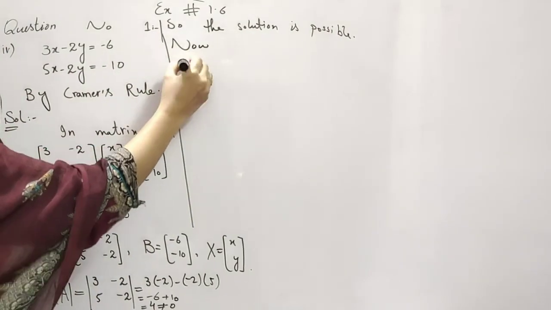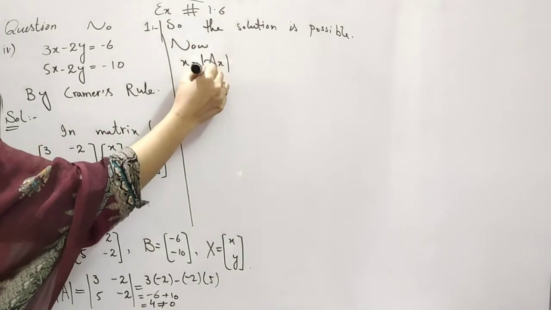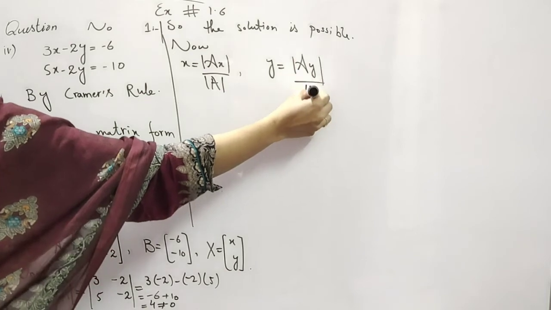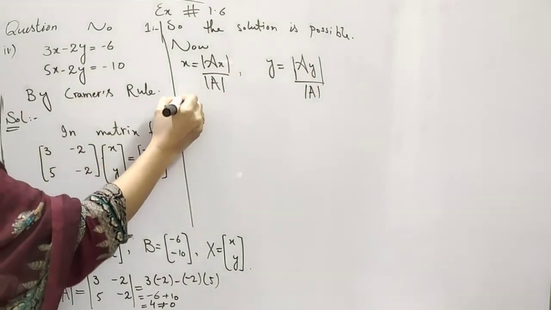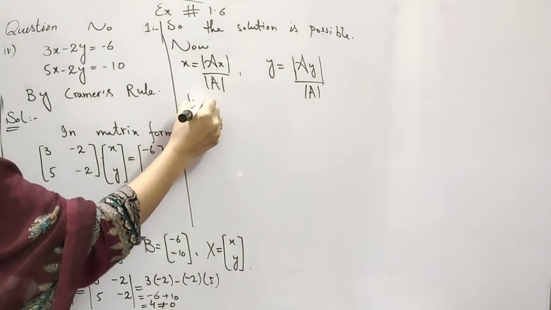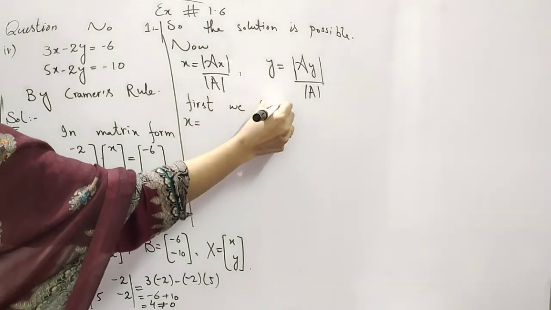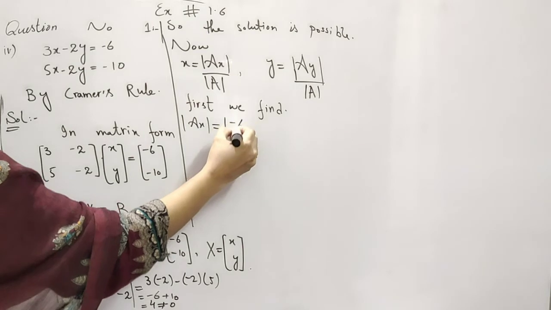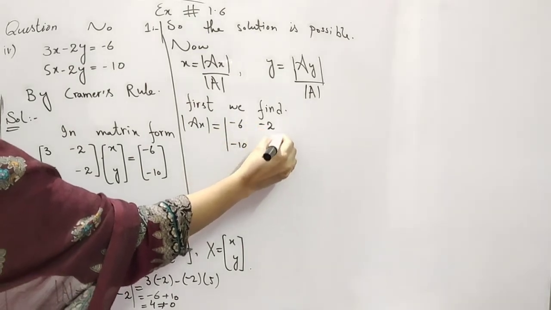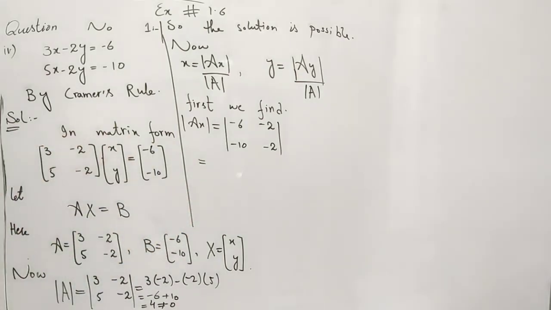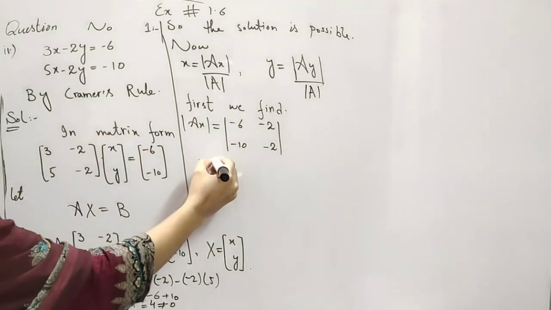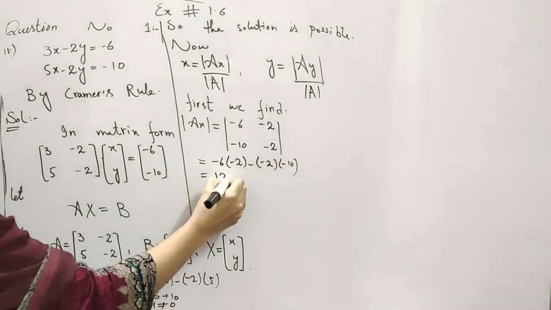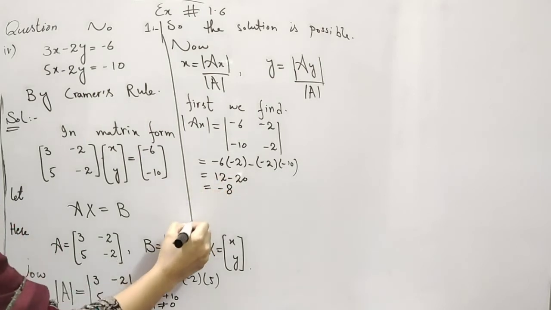Now we will find the value of x, which is equal to determinant of A_x over determinant of A, and the value of y, which is equal to determinant of A_y over determinant of A. So first we find the determinant of A_x, which is equal to the determinant of minus 6, minus 10, minus 2, into minus 2. So it will be equal to minus 6 into minus 2 minus minus 2 into minus 10, and it will be equal to 12 minus 20, and this is equal to minus 8.